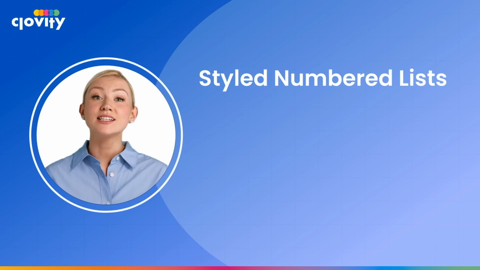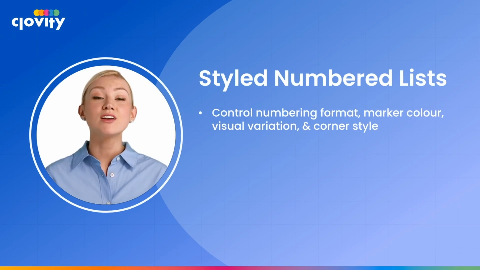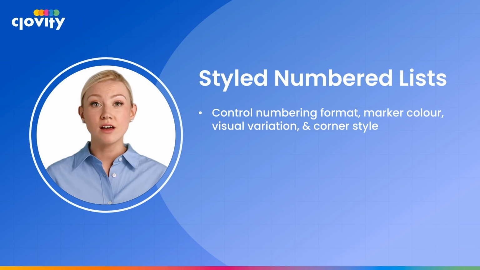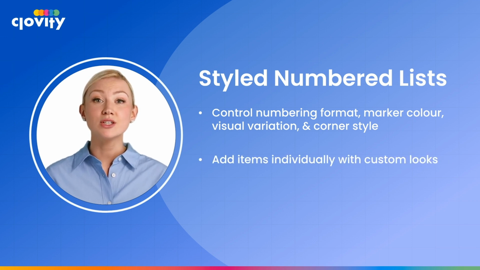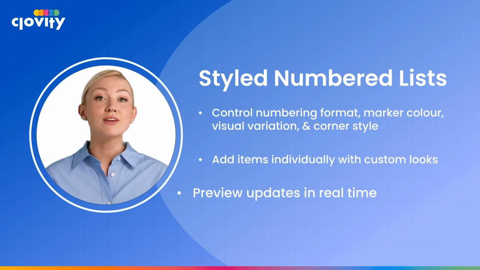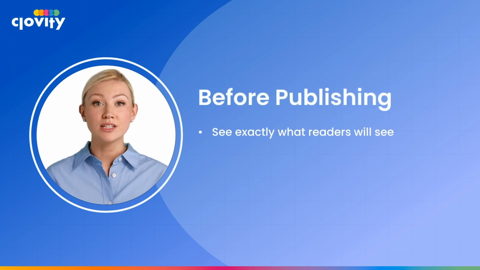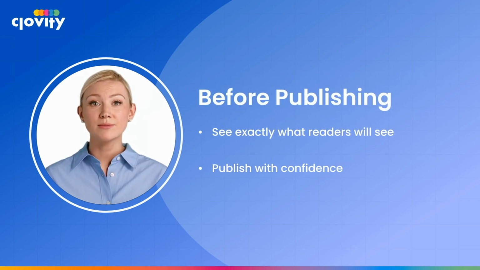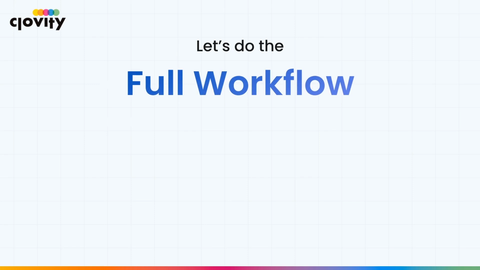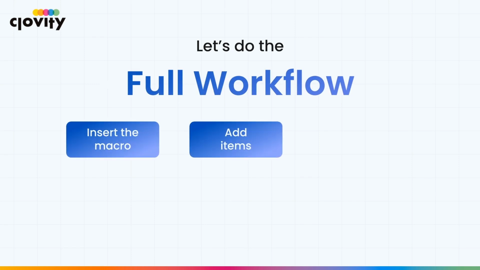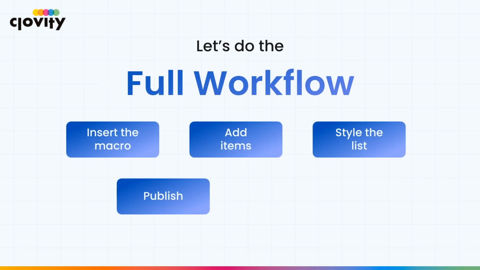It lets you create a styled numbered list where you control the numbering format, marker color, visual variation, and corner style. You add each item individually, choose how it looks, and the preview updates in real time. So you can see exactly what readers will see before you publish. Now let's do the full workflow. Insert the macro, add items, style the list, publish, and view the result.